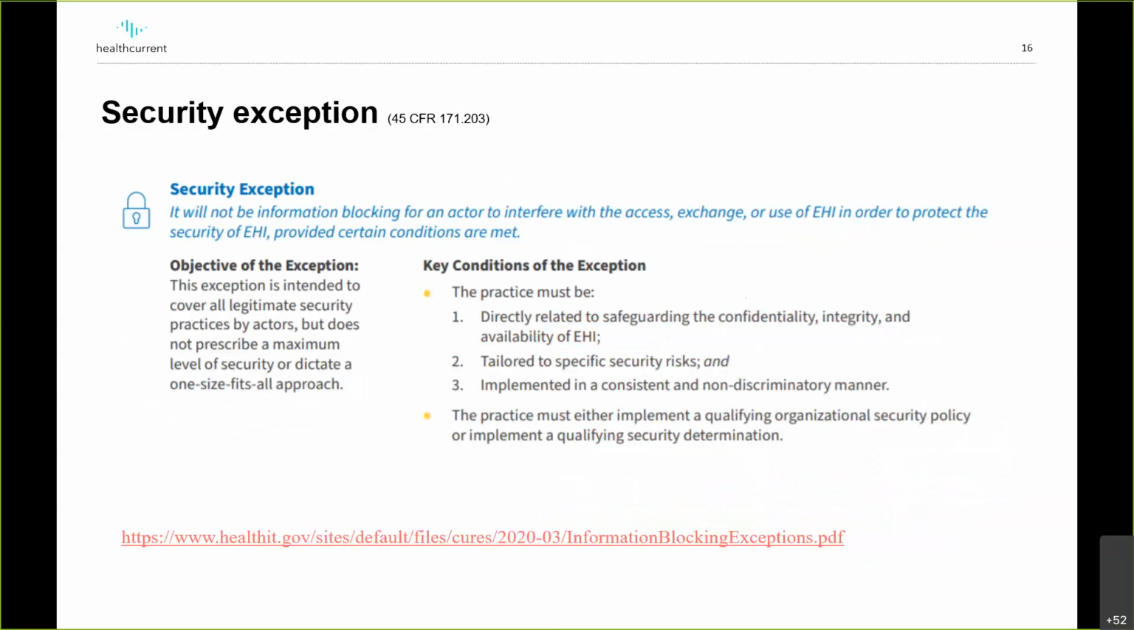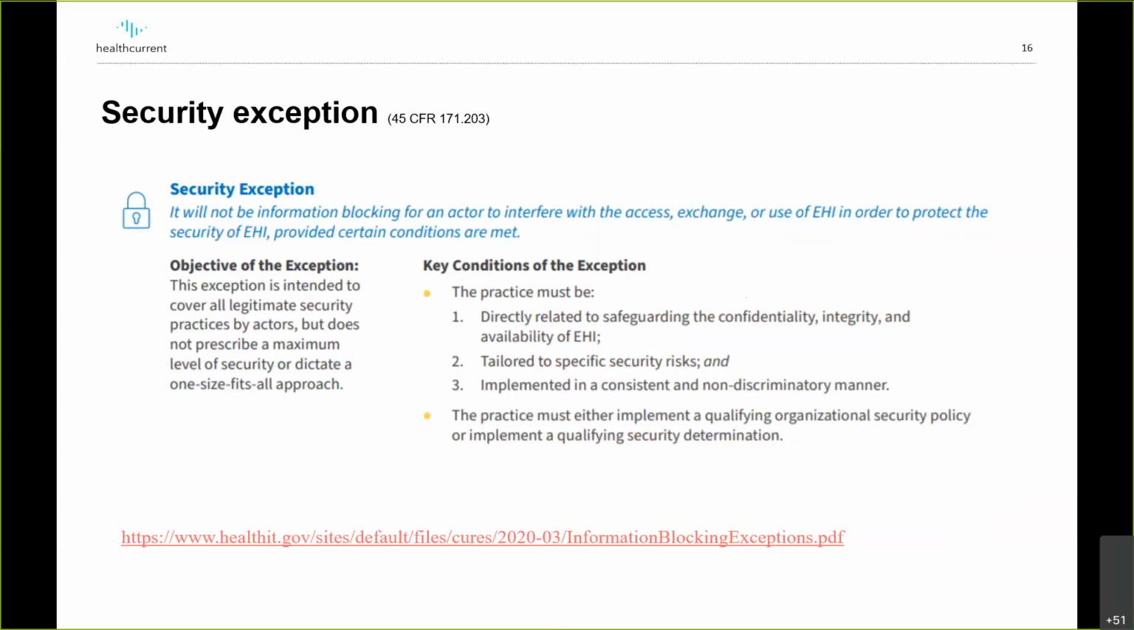So the security exception is ONC's attempt to recognize that there are going to be practices where you deny access to EHI either partially or totally for a temporary period of time if it's necessary to protect the security, integrity, and confidentiality of the electronic health information and our systems that are holding the electronic health information. ONC does not want to sacrifice those practices.